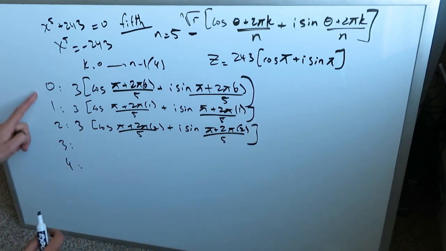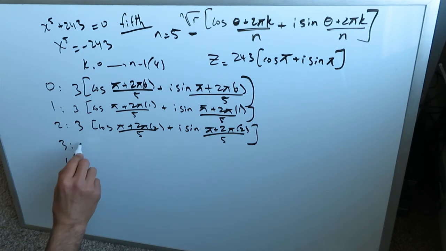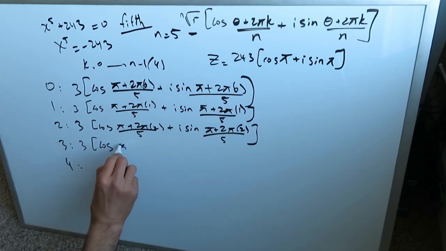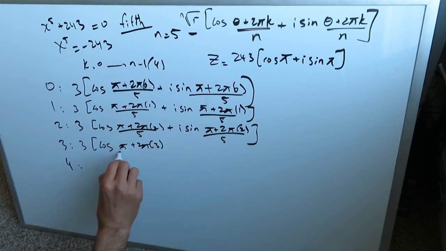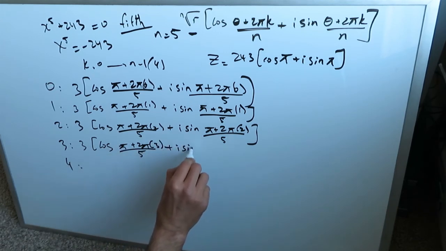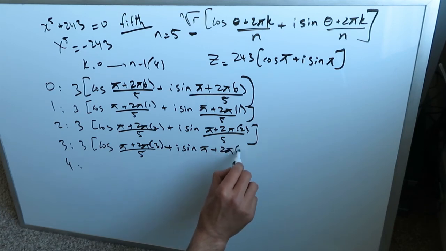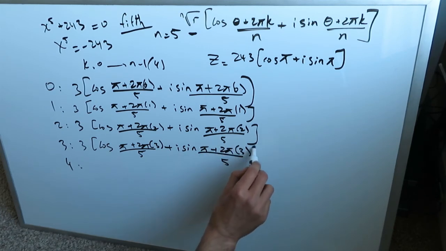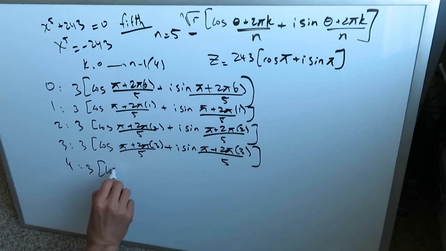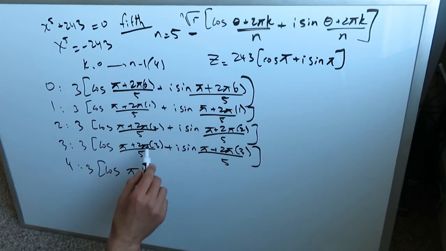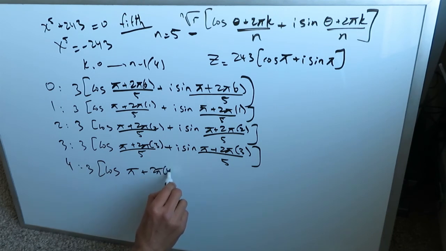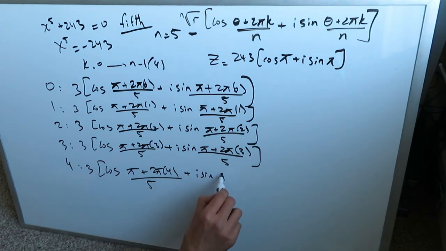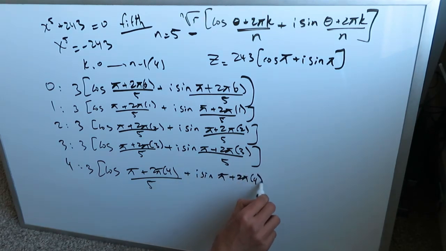And the fourth one, which is number 3, but the fourth root: cosine of pi plus 2 pi times 3 over 5, plus i sine of pi plus 2 pi times 3 over 5. And my last term, 3 times cosine of pi plus 2 pi times the k value of 4 divided by 5, plus i sine of pi plus 2 pi times 4, the k value, divided by the n value of 5. Everything is by multiples of pi over here, as you can see. Of course you can calculate all of these out, but everything has been laid out for you.